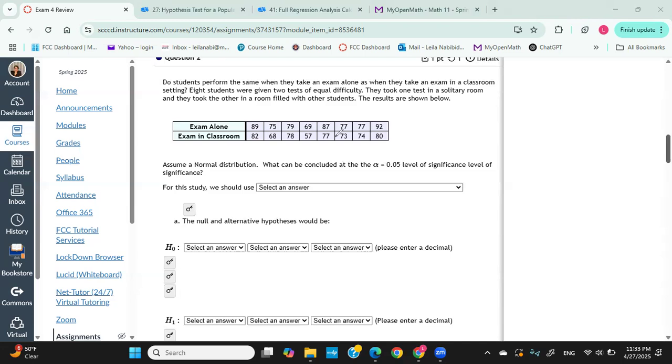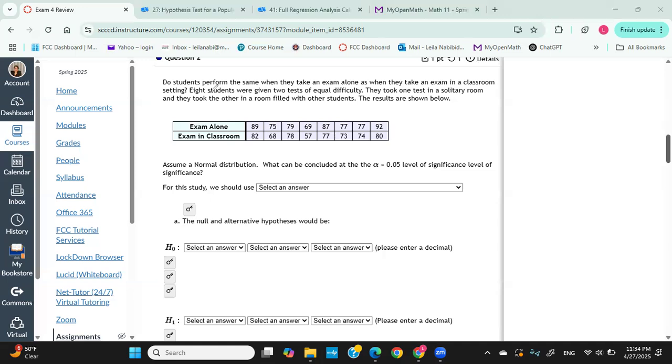When I'm reading these sentences, it tells me that these results are coming from the same people. Exam alone means that the subject took the exam alone, and exam in classroom means the same person is taking the exam in a class with other students. Whenever you have two different samples, but each of those values are for the same subjects, that means they are dependent samples, because both of them are coming from the same subject.